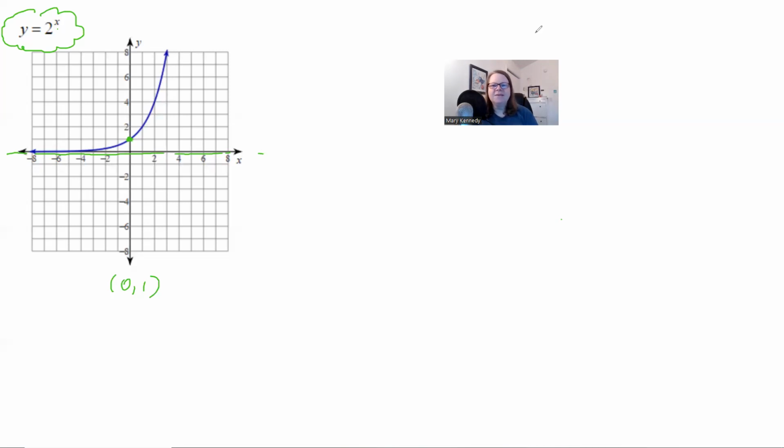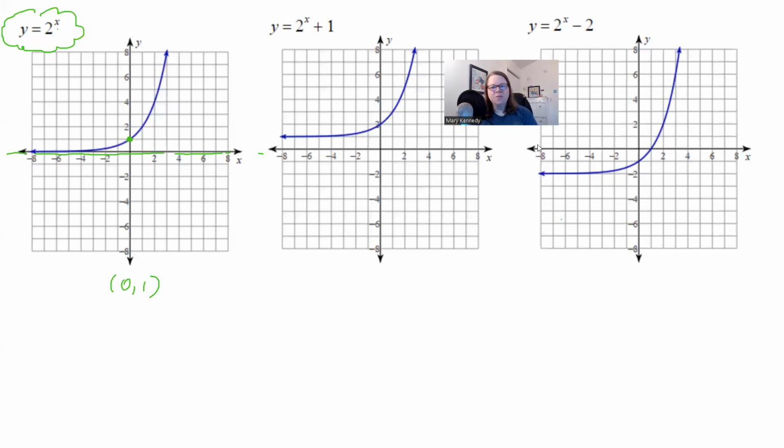Okay, let's keep going. So I want to show you a couple of transformations. Notice the difference in the graphs, and also notice the difference in the equations. So two things that I want you to pay attention to. Take a look at the equations here compared to the parent. Take a look at the graphs and some of those key points compared to the parent function.